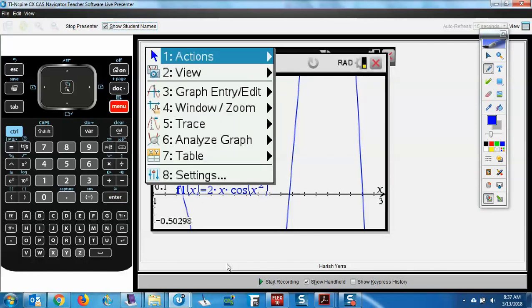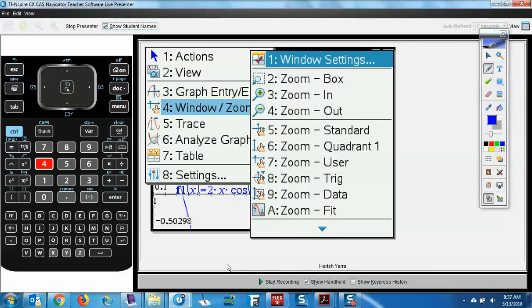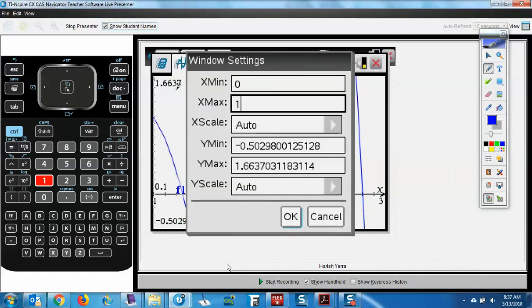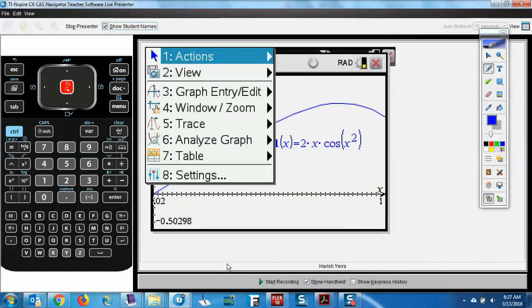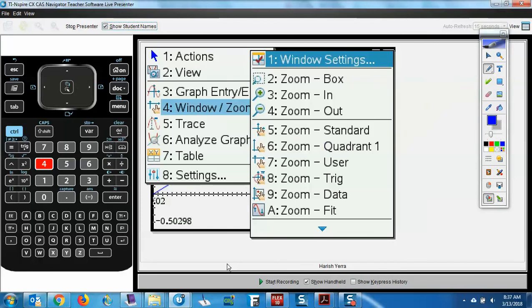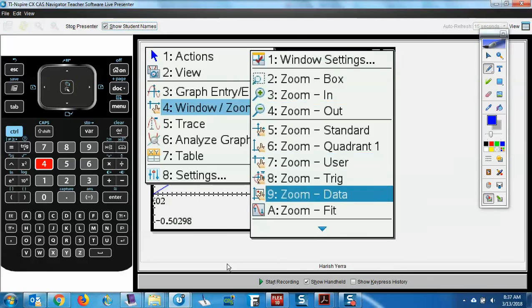So we're going to go menu, window, window settings. We're going to put in our 0 and 1 as our X-min and max. Okay, hit OK. Don't put anything in for the Y. We're going to zoom fit that. So we'll go 0 to 1, and now under menu, it's pretty good right now. So, but go ahead, go to zoom fit, which is A.